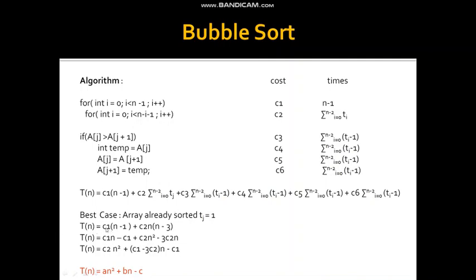So we put the value of t_j in the above equation. We get C1 times n minus 1 plus C2 times n into n minus 3, since the value of t_j becomes 1. By solving this equation, we got a quadratic equation, which is an square plus bn minus c. From this equation, we derived that the time complexity of bubble sort will be big O of n.